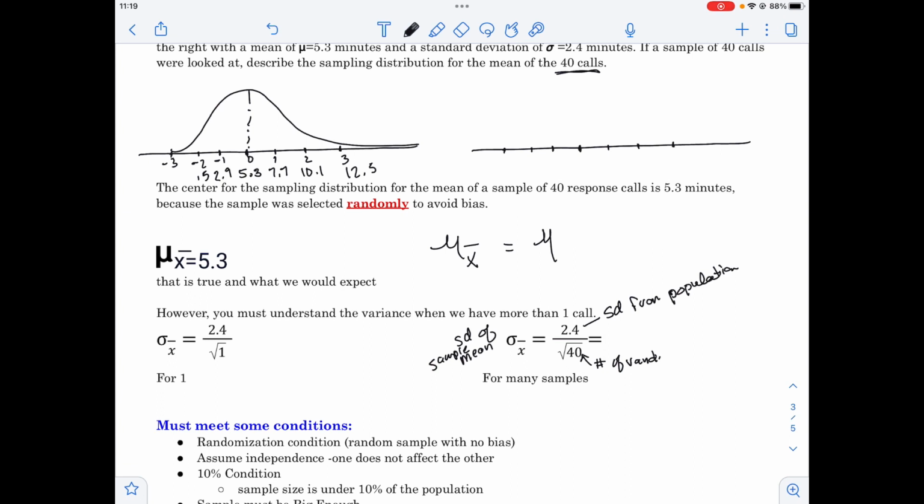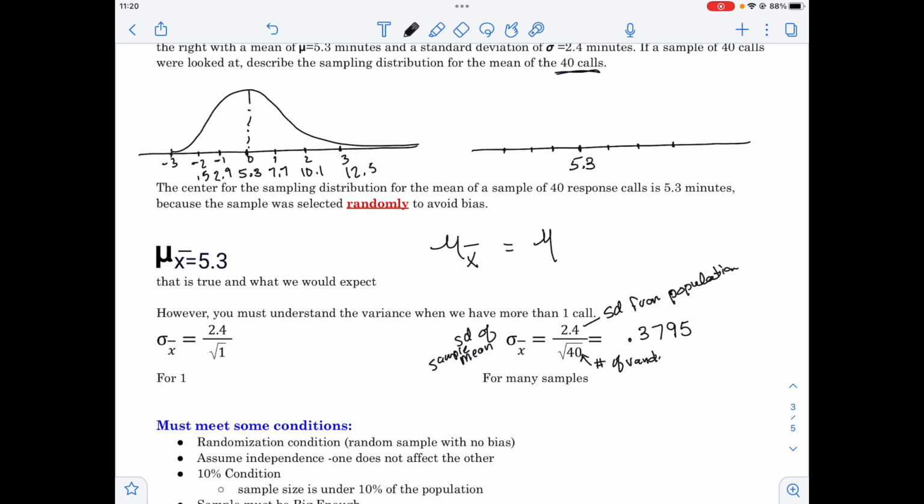2.4 divided by the square root of 40, and we get, and I'm going to round here, 0.3795. Okay, so we get a very, very small number. We did have 2.4, and now it's 0.3, so it's less than a half. Pretty big difference. So when we look at what that looks like, our mean still stays the same, 5.3.